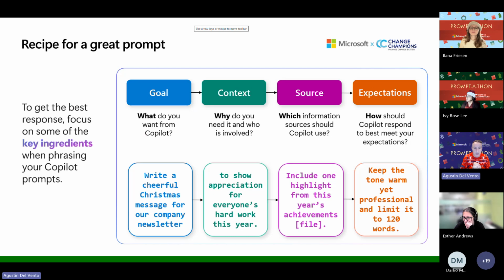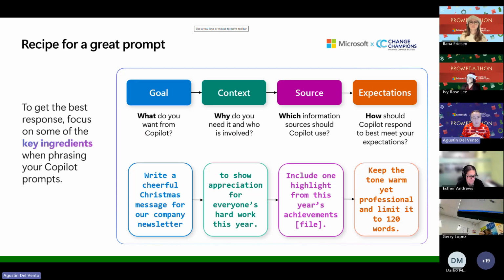All right, so for those of you who joined us today, we reviewed the core ingredients of a good prompt yesterday, and we said those are goal, context, source, and expectations. So using the example of writing a Christmas message for our company newsletter, that's the goal, and showing appreciation for the year is the context I want to give Copilot. And then maybe I have a file with our year achievements, that's my source. And then the expectations help define the output: keep this message warm and professional and limit it to 120 words. So the more you can use this type of recipe for your prompt, the better, because it'll give you the best answers.